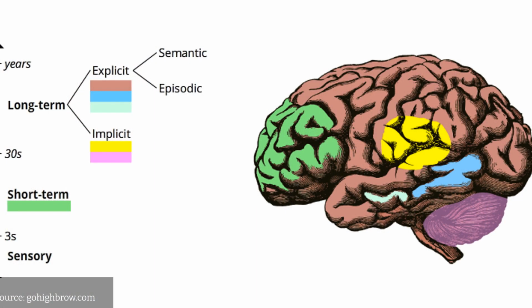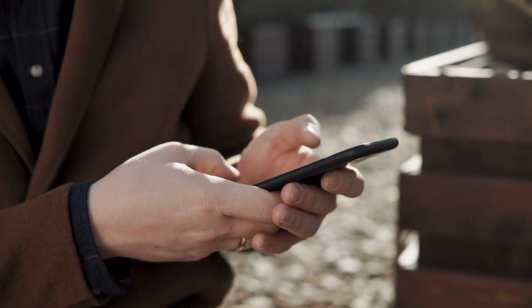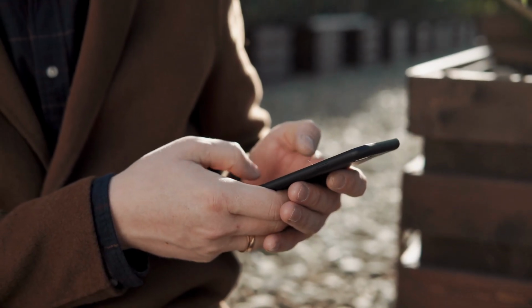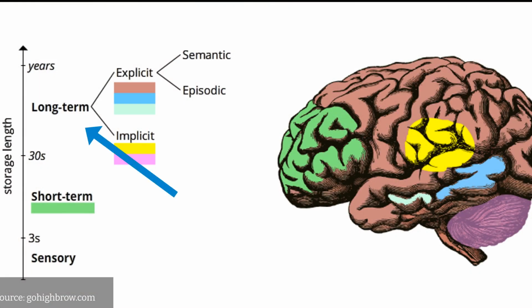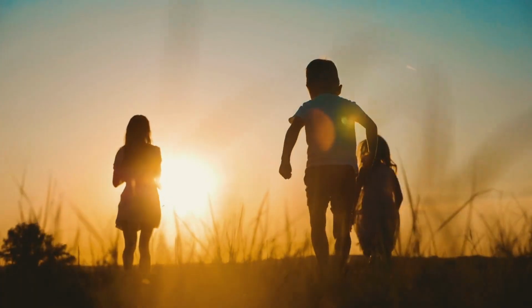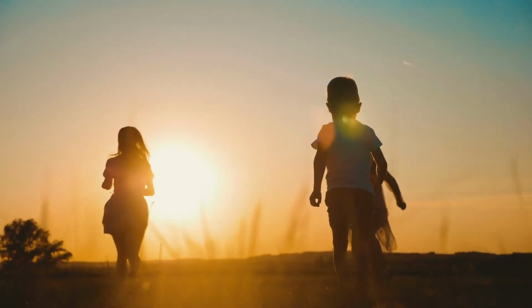There are several different types of memory in the brain. Short-term memory is the ability to hold information in our minds for a short period of time, such as remembering a phone number long enough to dial it. Long-term memory, on the other hand, is the ability to store information for a longer period of time, such as remembering events from our childhood.